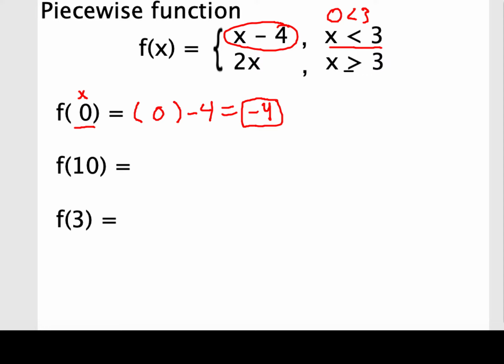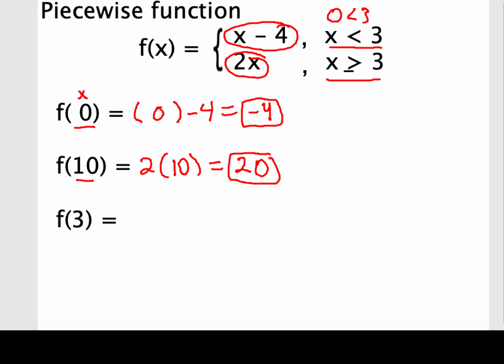Along those same lines, what if x is 10? Well, now 10 is greater than or equal to 3. We're going to use the second piece, that 2x, so 2 times my x value being 10, and therefore my answer is 20. And again, we basically just found the coordinate. When I plugged in 10, I got back 20, and life is good. Every input has exactly one output.